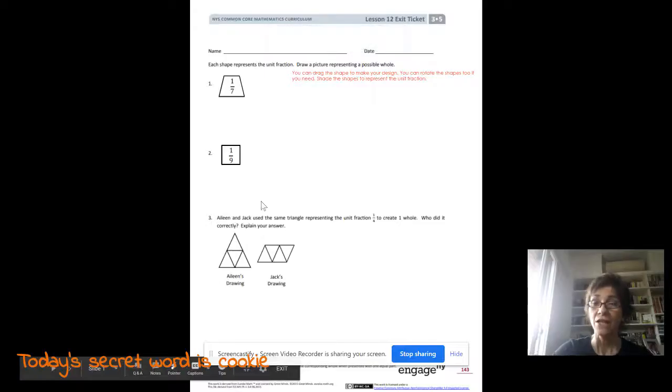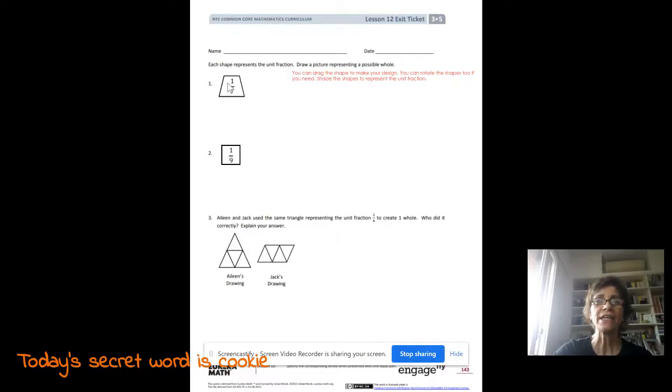Okay, so this will be your work for today. You have 3 slides, 3 worksheets. Here, each shape represents a unit fraction, and you have to draw a picture representing a possible whole. Okay, so you have 1/7. You have to draw the whole. Now, remember, look at the denominator. You have 1/7. So we're talking about sevenths.